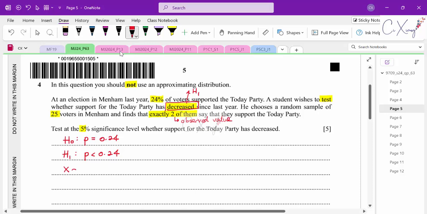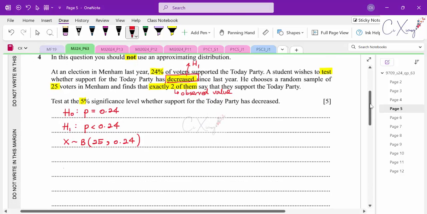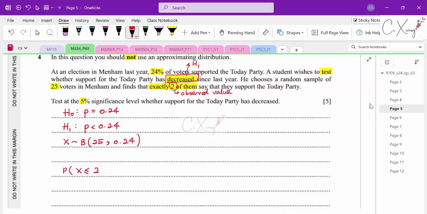When we are running the test on population proportion, we need to use the binomial distribution. The sample size is 25 for this case, and then the probability that we are using is 0.24. And now we have to calculate our p-value. So to calculate the p-value, you look at the 2. 2 is the observed value. Then we have to find the probability for x smaller than or equal to 2 because the alternative is smaller. So your rejection region will be on the left. So we are interested in calculating the probability on the left hand side of 2, which is smaller than or equal to 2. So for the binomial distribution, you have to start from x equals 0.